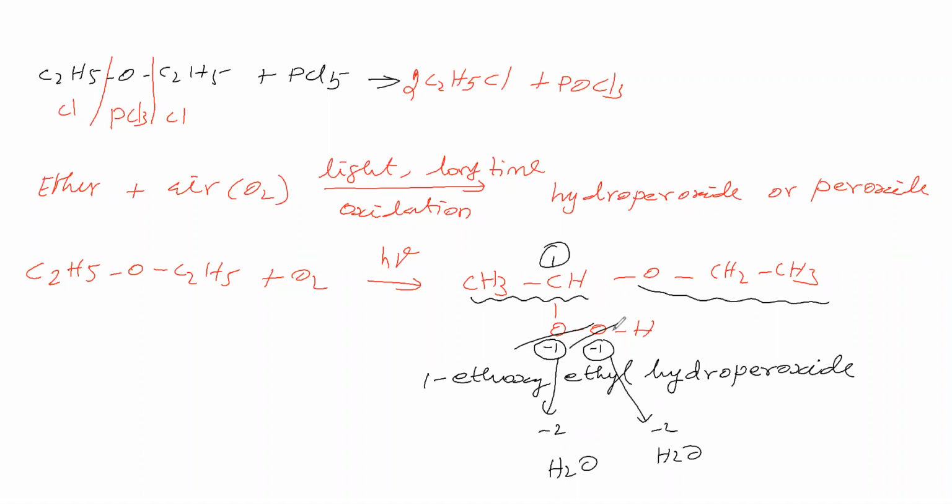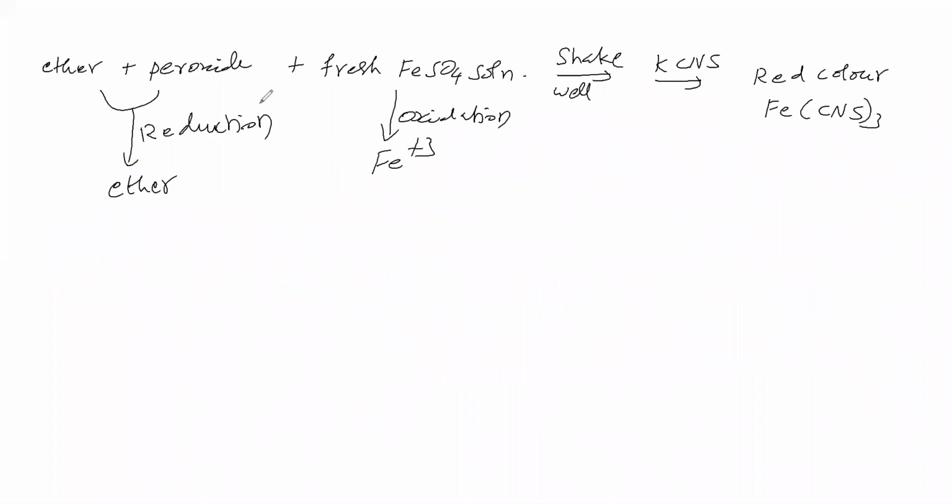Then when these two are removed, what is remaining? Ether is remaining. Therefore, this ether containing peroxide undergoes a reduction and becomes ether, while ferrous undergoes oxidation and becomes ferric. This ferric takes CNS minus and becomes ferric thiocyanate, that is a red color. So this ferrous is undergoing oxidation because peroxide is undergoing reduction. So if you get red color, that indicates peroxide is present.